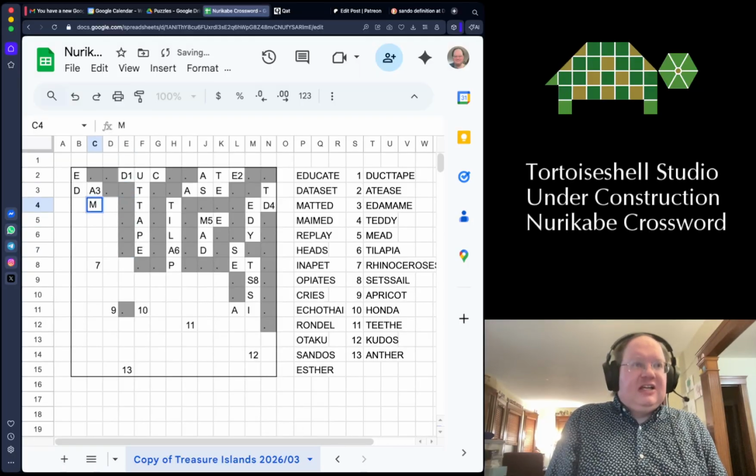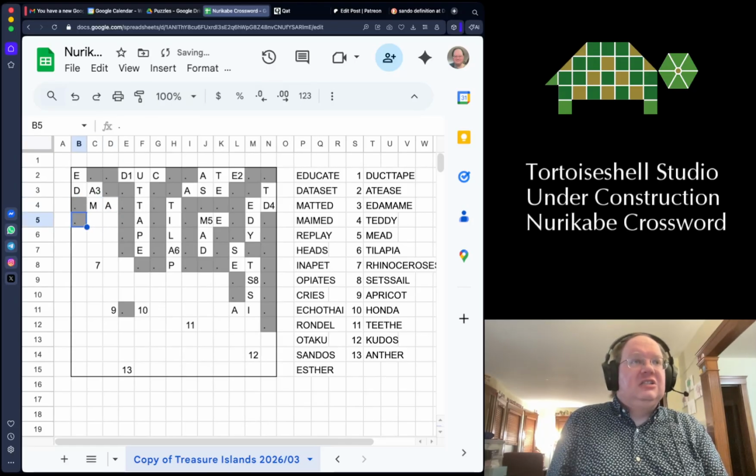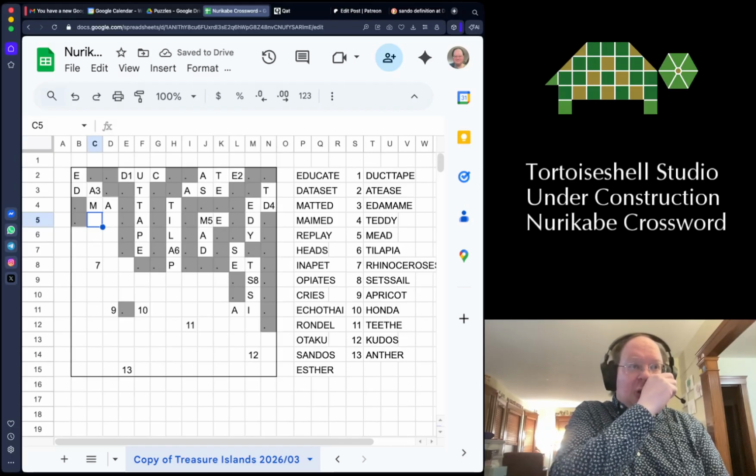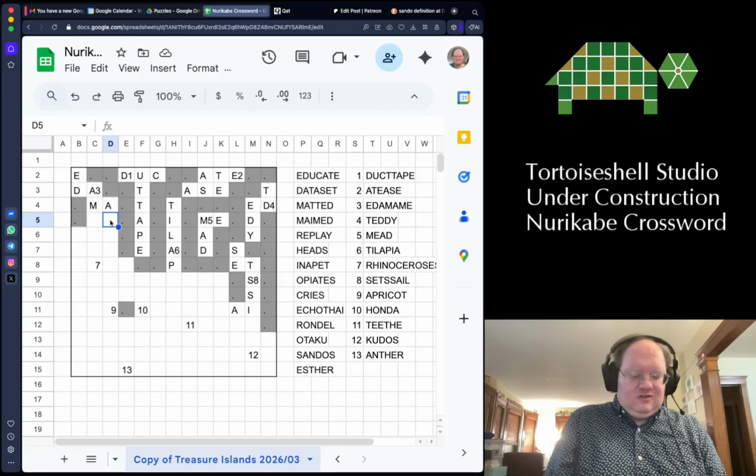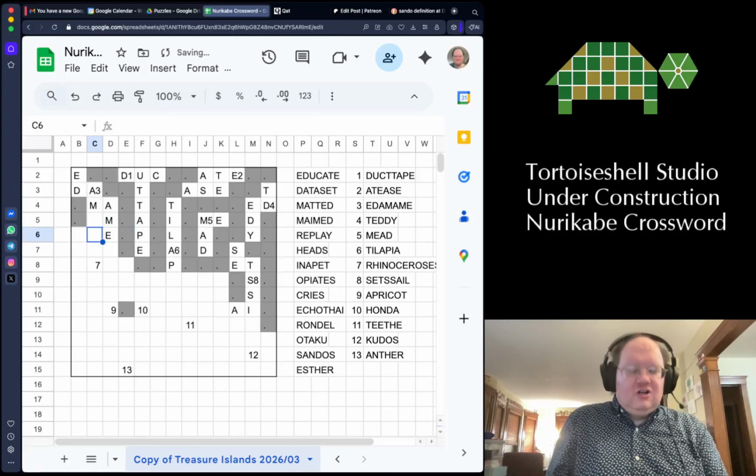And so we have to have MA dot dot. And whichever one of these is the M, the E has to go right under. So if it's ME, then again we have ME. Oh yeah, also we need the room to put the R in for replay.